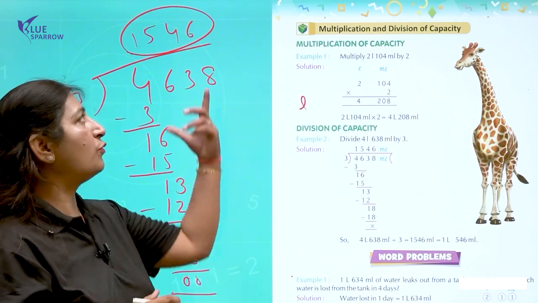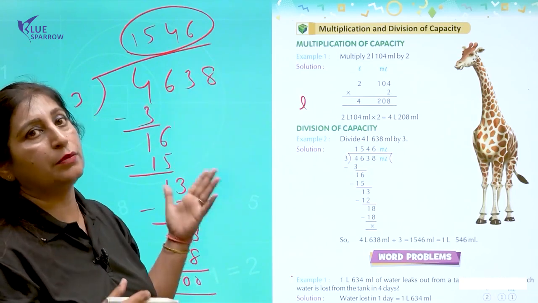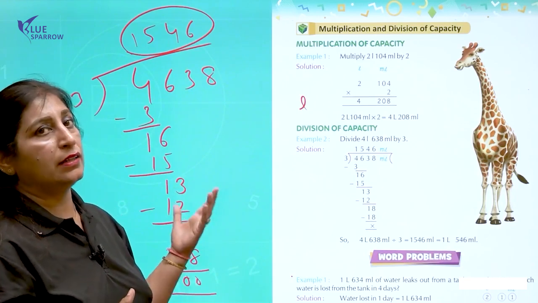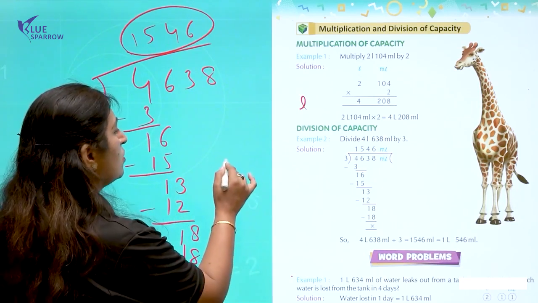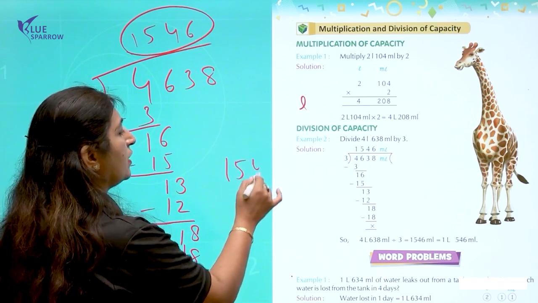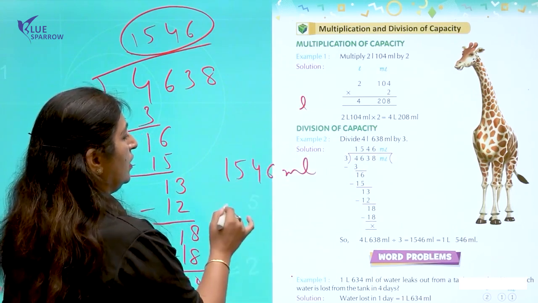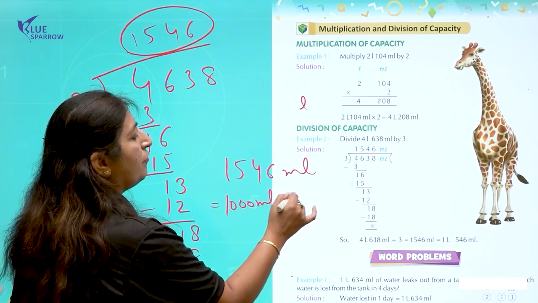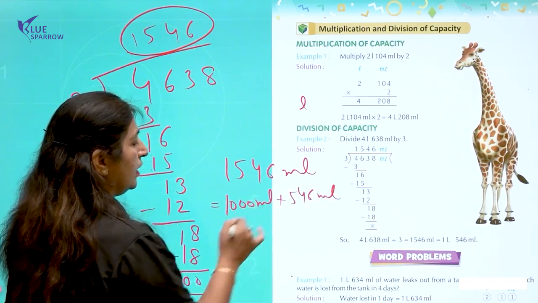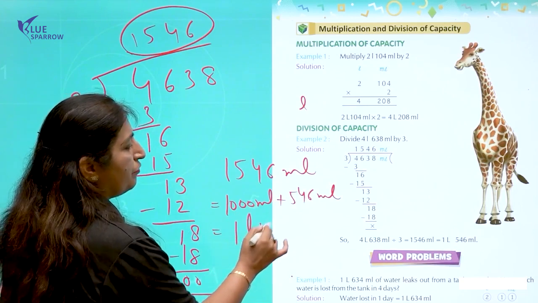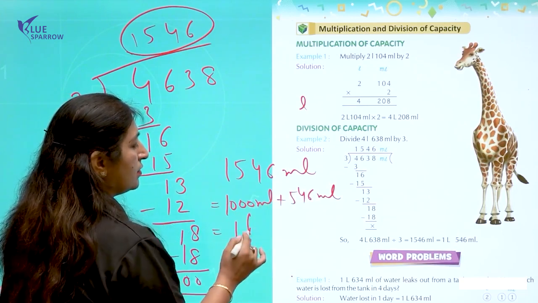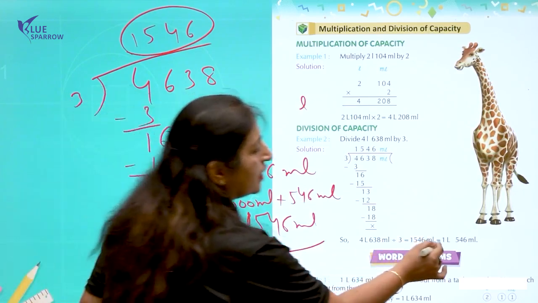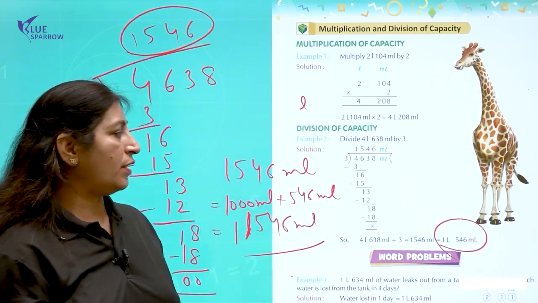But your question was given in the form of liter and milliliter. So again, you have to convert this milliliter into liter and milliliter by taking out thousands from here or by dividing it by 1000. So 1546 milliliter equal to 1000 milliliter plus 546 milliliter. It means 1 liter and 546 milliliter. So your answer is 1 liter 546 milliliter.